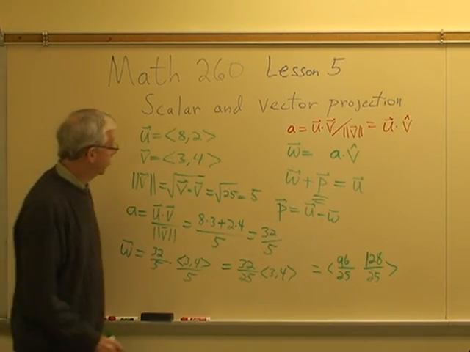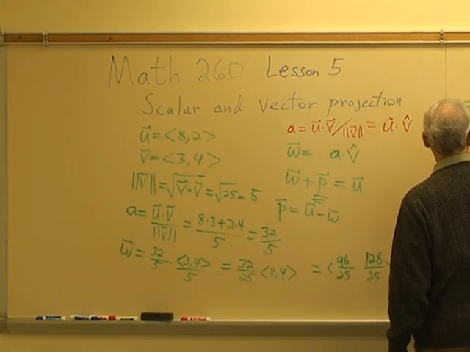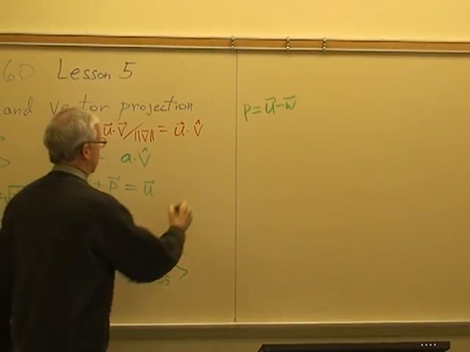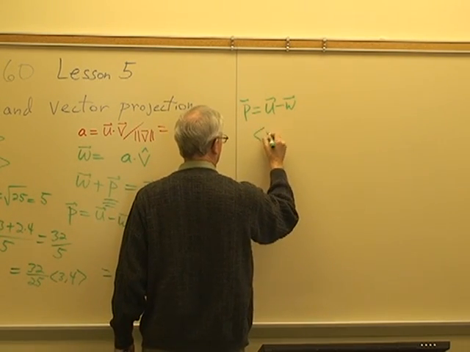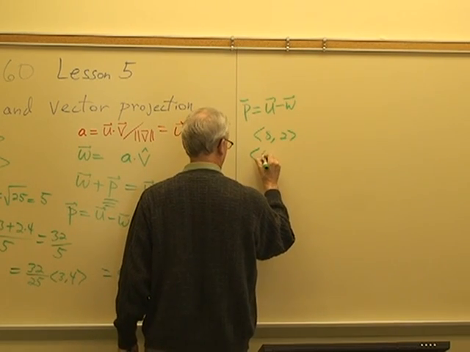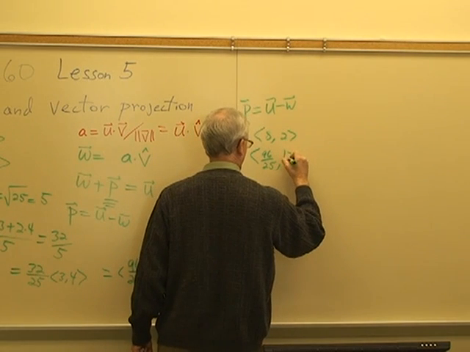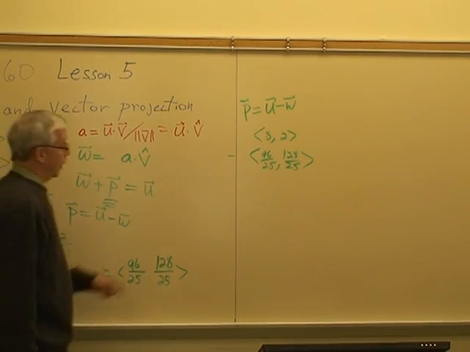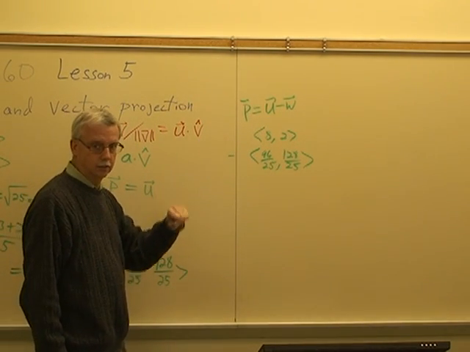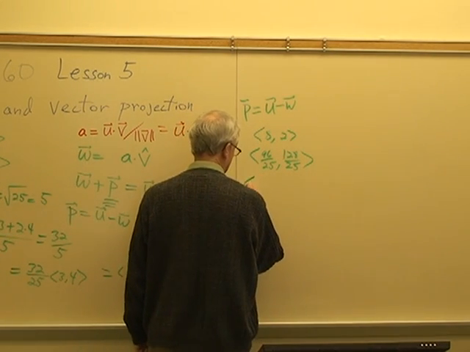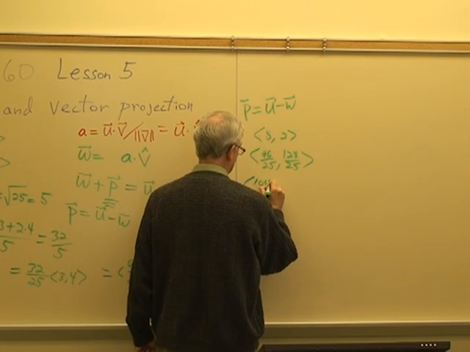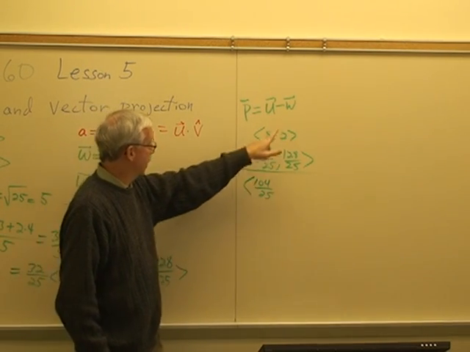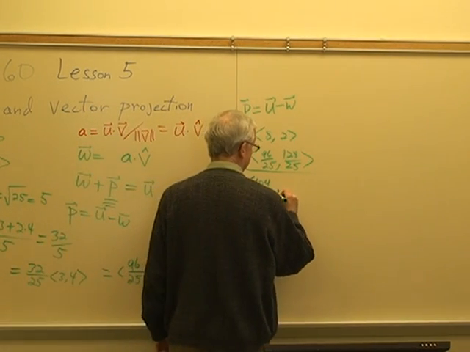And then we need just a little bit more board space to get my other component. P is simply U minus W. And so my U vector is 8, 2, and my W vector is 96/25, comma, 128/25. And I subtract. So 8 times 25 is 200. So 200 minus 96 is 104/25. And to convert this to 25ths, I have to multiply top and bottom. That's 50/25 minus 128.